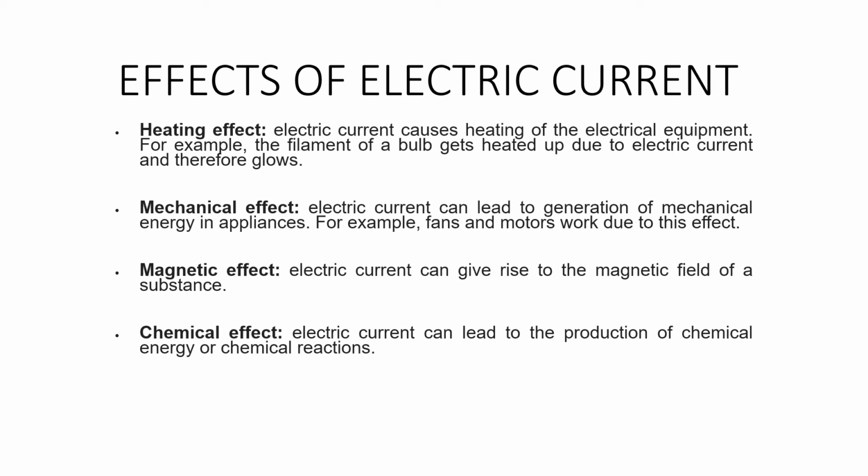For example, the bulb that we can see in our houses. What happens when electricity is passed through them? The bulb, having the filament, first of all gets heated and after some time it starts glowing. So it is an example of the heating effect of electric current.